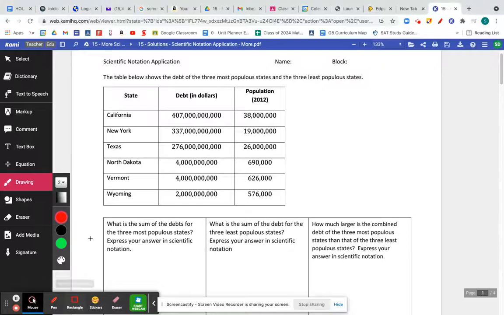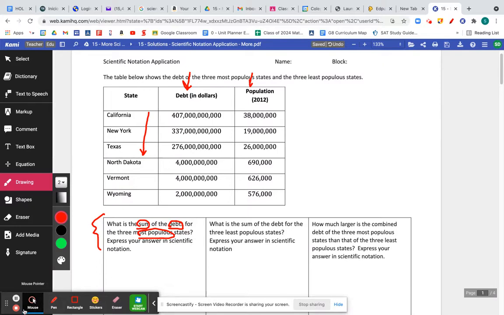All right, when we take a look at this chart, we have 6 states, having to do with their debt and their population. So let's take a look and see what's going on with those. Question number 1. What is the sum, so we're going to add, of the debts for the first 3 most populous states? That means the ones that have the most people. So that would be these 3. So we want the sum of those 3.